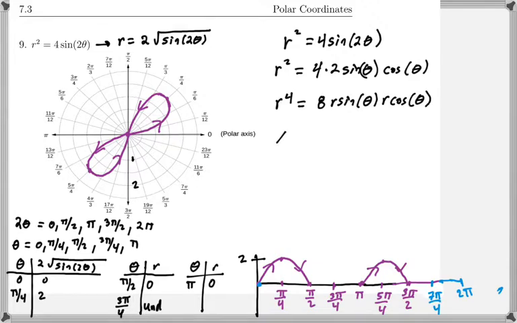Okay, r to the 4th is r squared squared. R squared is x squared plus y squared. And we'll square that, and that's going to be equal to 8yx. And this one's called, I think it's pronounced lemniscate. Don't hold me to it, but I think something to the effect of lemniscate. That's what this one is.